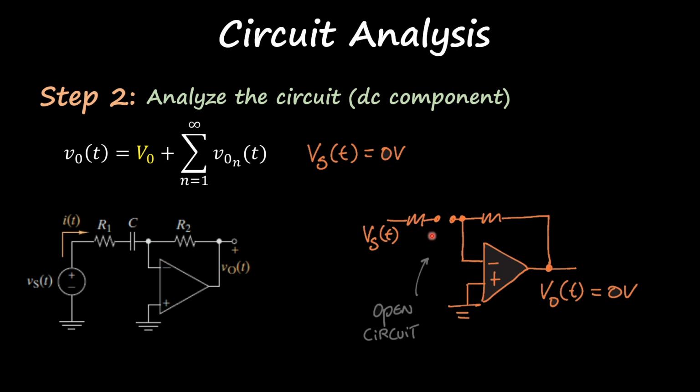If you don't know why it's an open circuit, recall that the current flowing through the capacitor is C times dVc dt, or the derivative of the voltage across the capacitor. The DC means that everything is steady or quiet, so the derivatives are 0. So that means that I have no current flowing through the capacitor.